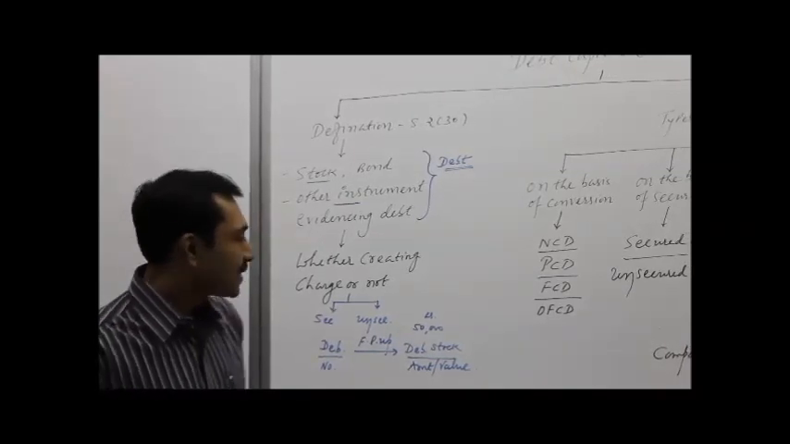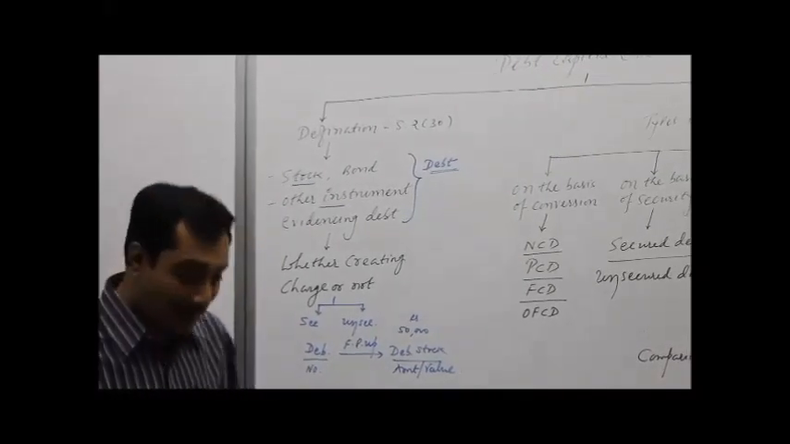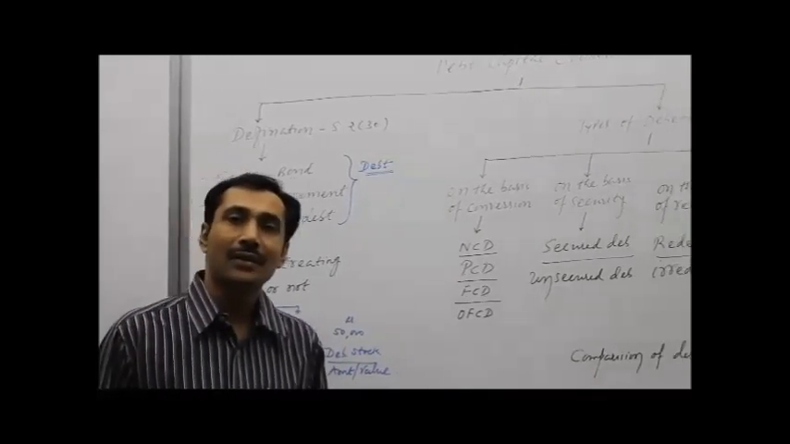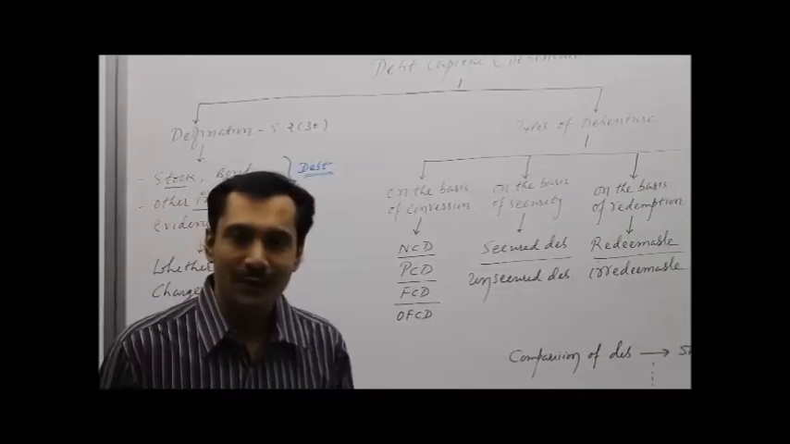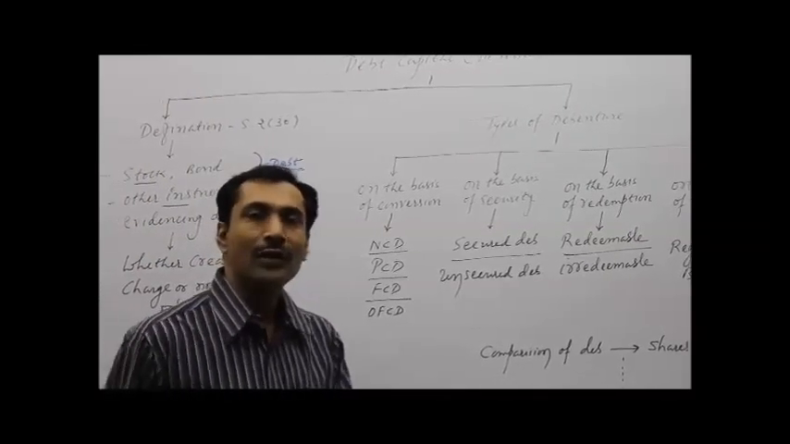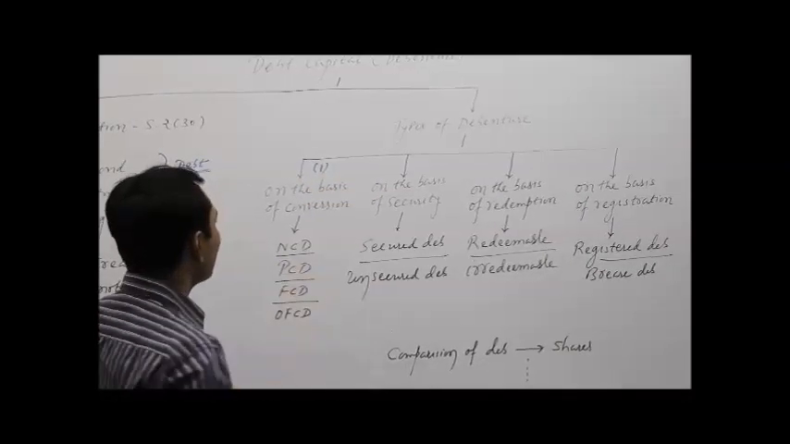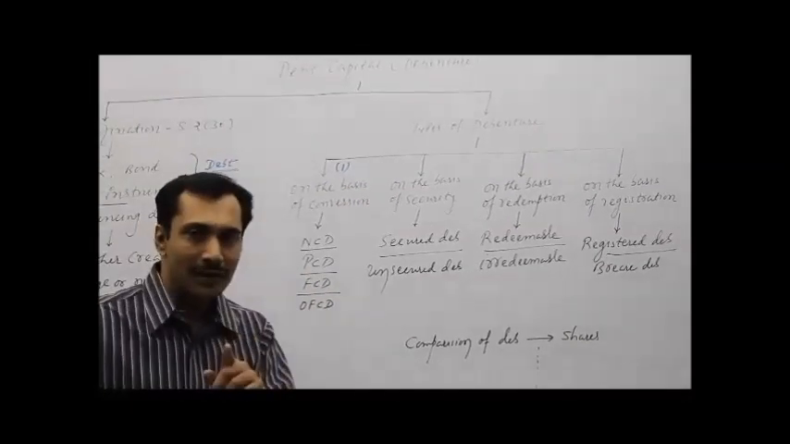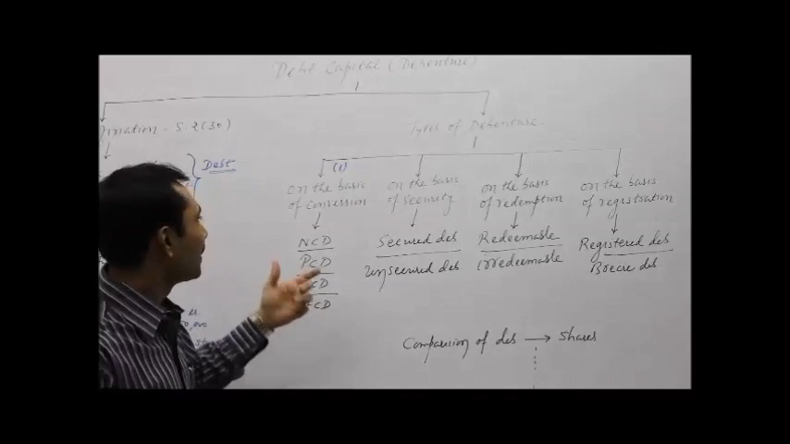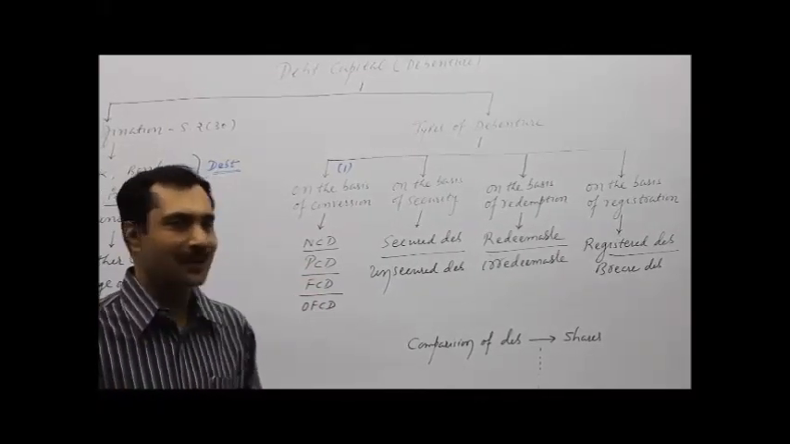Now, let us understand the different types of debenture. Classification of a debenture. You may say category of a debenture. We can classify the debenture into the following four categories. Category number 1 is the classification of a debenture on the basis of the conversion. On the basis of the conversion, right?